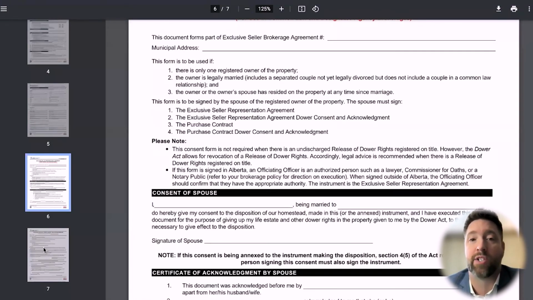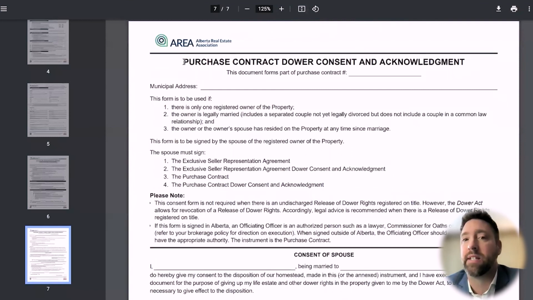Then just so that you can see it, this is the Purchase Contract, Dower Consent and Acknowledgement, which references the purchase contract. This is the one to be provided when you get an actual deal, so that the non-titled spouse is consenting to that purchase agreement, not just to putting the property up for sale. Hopefully that explains that a little bit more for you.